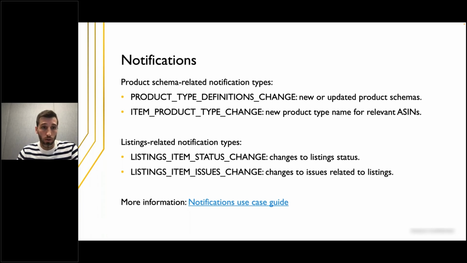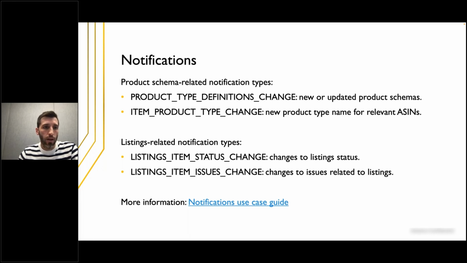And then the 2 notification types related to listing submission are the listings item status change. This one basically notifies you about any changes to the status of the listing. So whenever a listing for some reason goes from being valid or live to invalid, you will get a notification. If the listing is invalid, but you fix something and it becomes discoverable, then you will also get a notification. So you can be sure that the changes that you make have some effect and what the result of them is.